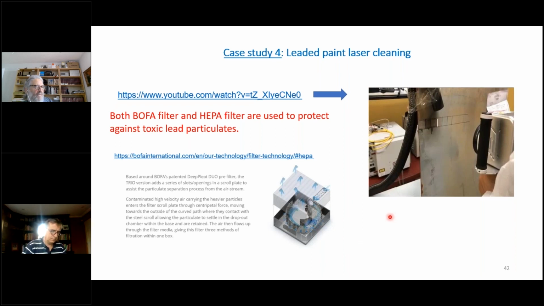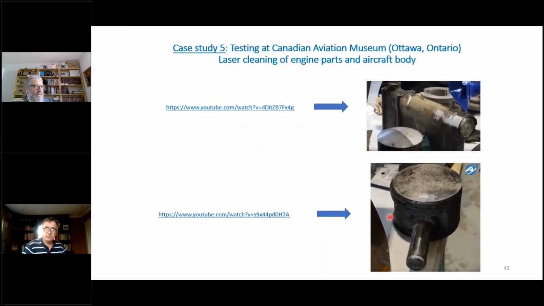And then here we have another case study, testing at the Canadian Aviation Museum in Ottawa, where engine parts were cleaned. There is rust and soot on these engine parts that were cleaned. You can watch the video when we send you the link.